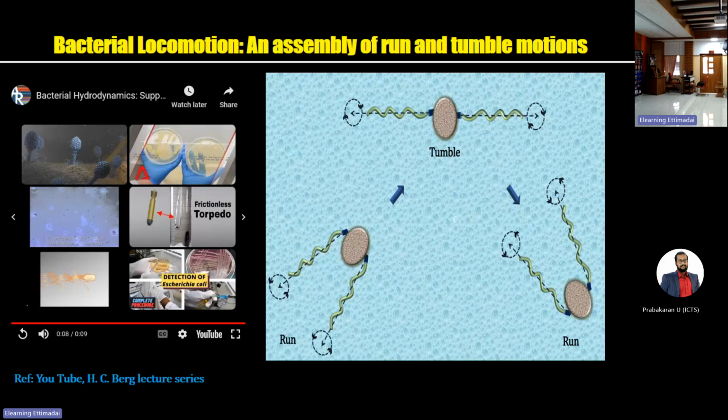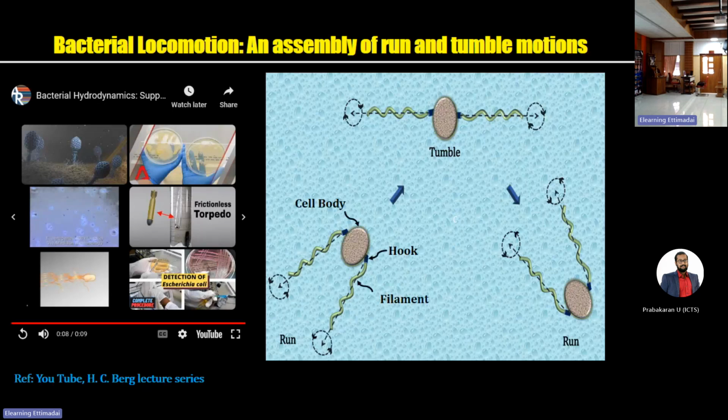during run motion, if you see, this is the bacteria, this is the cell body, this is the hook, and this is the filament. Overall, it is called the flagellum. During run motion, the flagellum rotates in the CCW direction, anticlockwise, counterclockwise. In the tumble mode, the flagellum rotates in the clockwise direction. This is how you can explain the run and tumble motion.